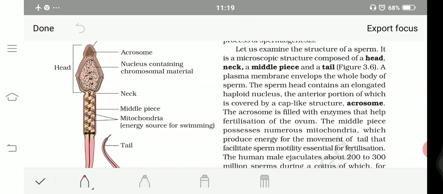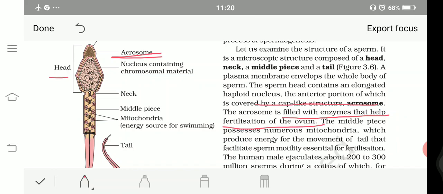Just have a look here. If I am talking about the head region of the sperm, I can say that the tip region is rich with the acrosome. What is the acrosome? It is basically a cap-like structure which has hydrolytic enzymes, so that the fertilization of the ovum can take place easily.